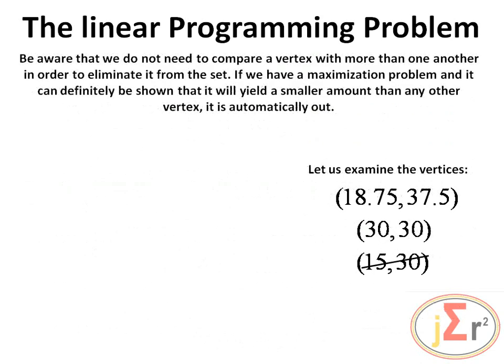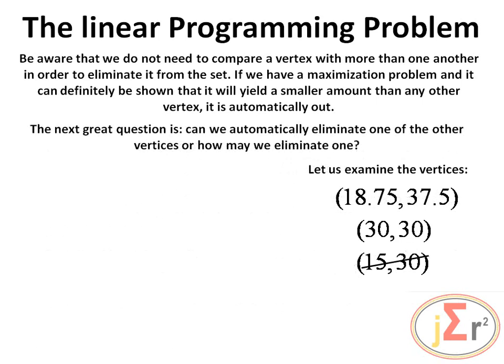Be aware that we do not need to compare a vertex with more than one other in order to eliminate it from the set. If we have a maximization problem, and it can definitely be shown that it will yield a smaller amount than any other vertex, it is automatically out. The next great question is, can we automatically eliminate one of the other vertices, or how may we eliminate one?